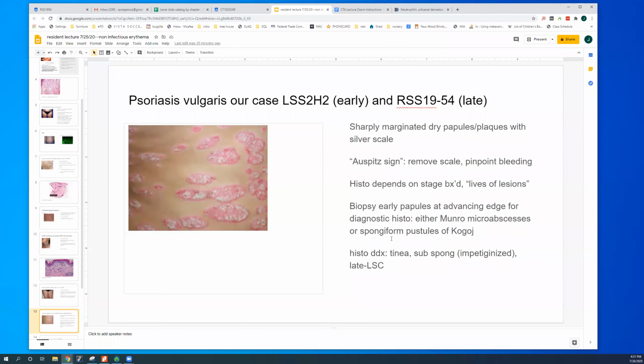You want to always do a PAS stain to rule out tinea because it can perfectly mimic psoriasis. Impetiginized subacute spongiotic dermatitis can also mimic psoriasis. You've got neutrophils, but usually have a lot of serum also in the stratum corneum. And then oftentimes you can see the bacterial colonies. And then very late psoriasis can look a lot like LSC.